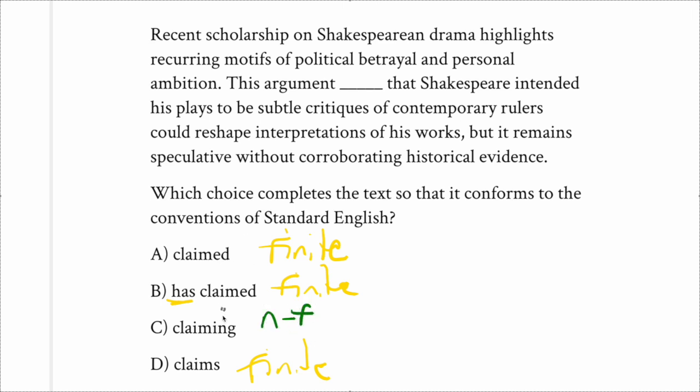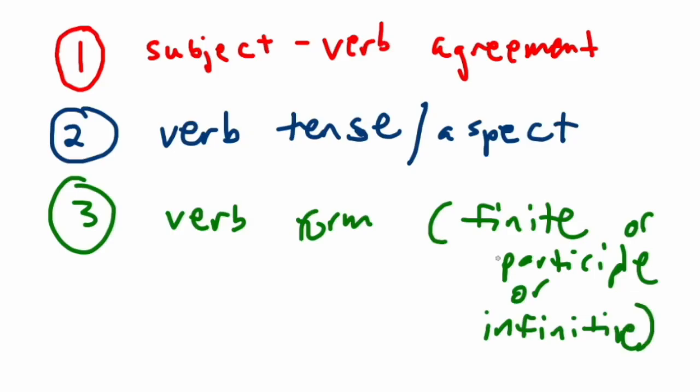And so that's a clue that maybe we want to give that one a good hard look and see if it works. Because if we look at the others, this argument claimed, this argument claims, this argument has claimed, it's kind of hard to tell which of those would work. They all agree in terms of number, so maybe that's a sign that none of those are right, and we need to take a long hard look at C, because that could be exactly what we need. And so again, I'll talk about this one more in a separate video, but the important thing for this video is that most verb questions fall into one of these 3 categories, meaning that they are primarily testing one of these 3 things and not some mix.